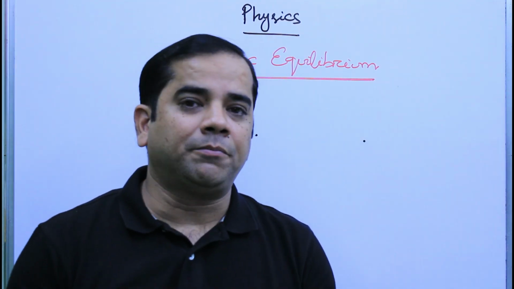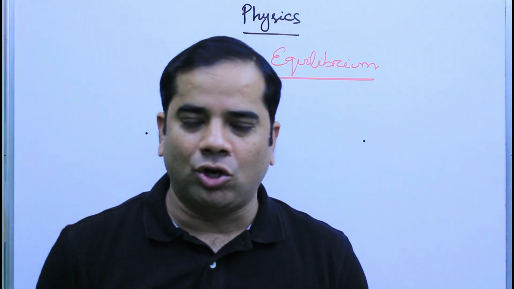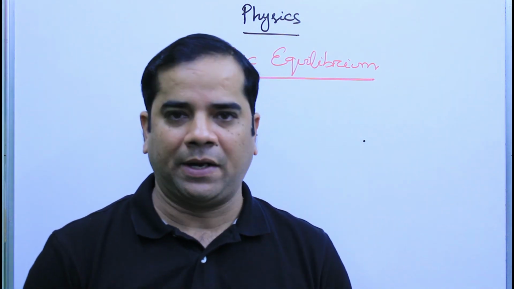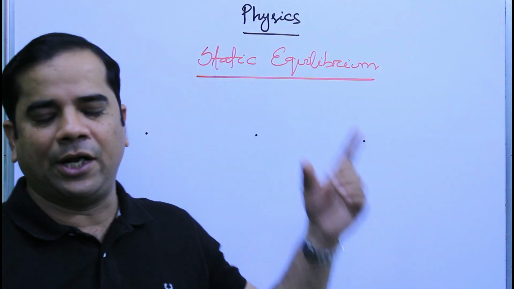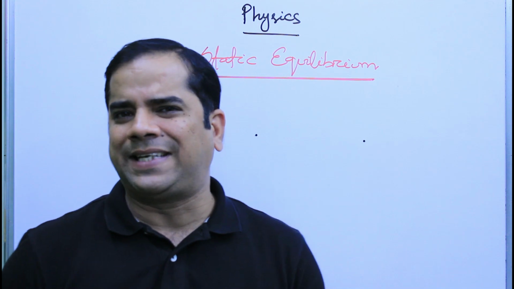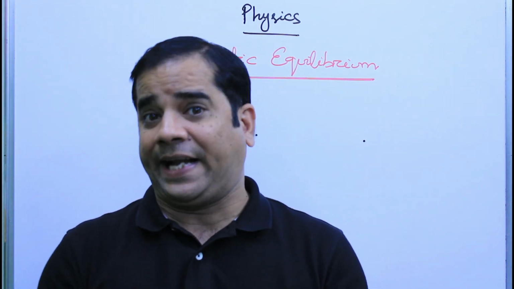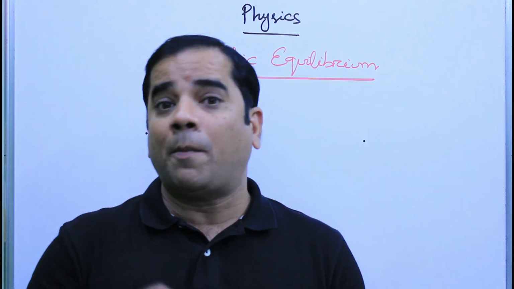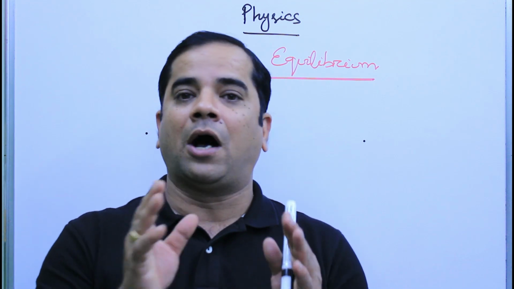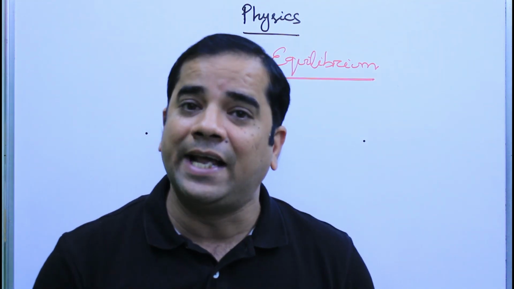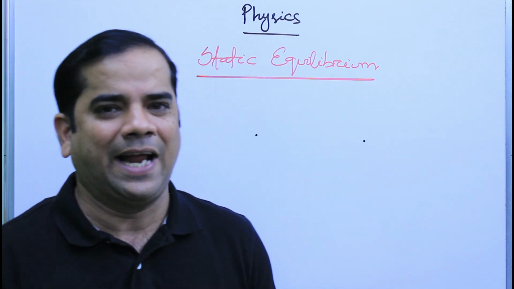Students, equilibrium of a body is of two types. One is static equilibrium and other is dynamic equilibrium. Okay, so now we are going to discuss about static equilibrium. So what do you mean by static? It means at rest. Okay, so if several forces are acting upon a body, still the body remains at its state of rest, then we can say that the body is following the static equilibrium or it is in static equilibrium. So let us take an example.